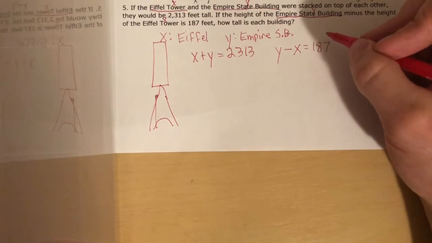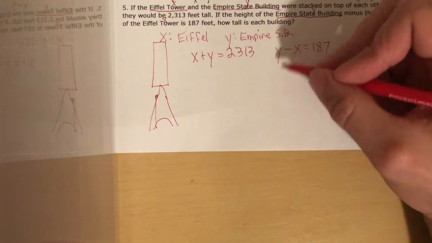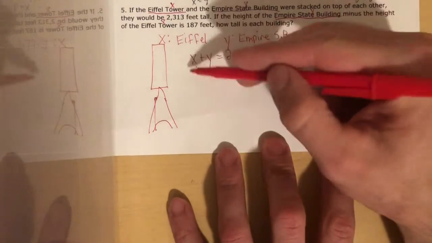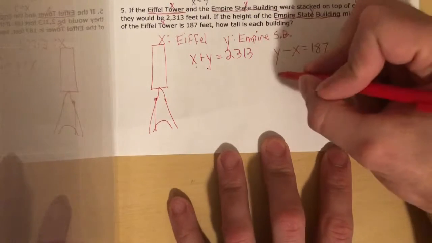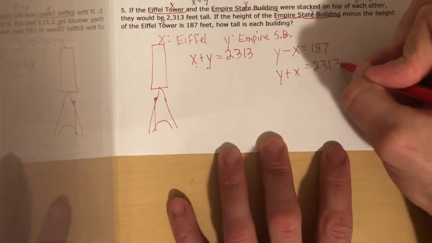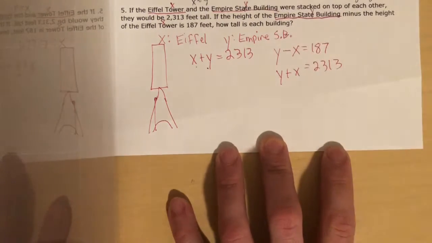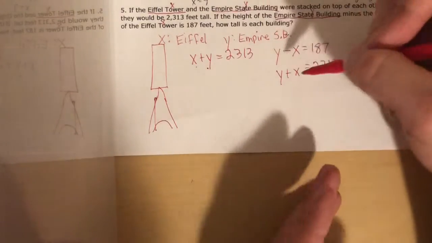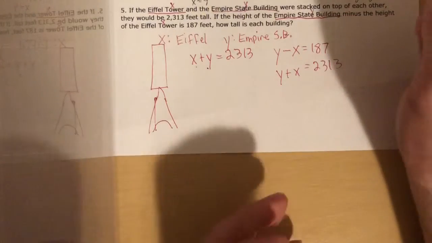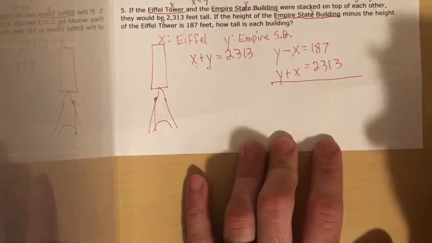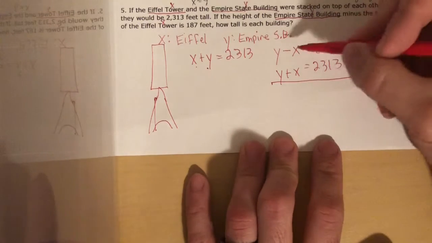However, for elimination, you want to have the variables on top of each other. So instead of x plus y, let's rewrite this equation below this one. But we're going to write it y plus x. So that way we can just add straight down. And the reason we're able to do that is x plus y is the same as y plus x. It's called the commutative property of addition. 2 plus 3 is the same as 3 plus 2. It doesn't matter the order.